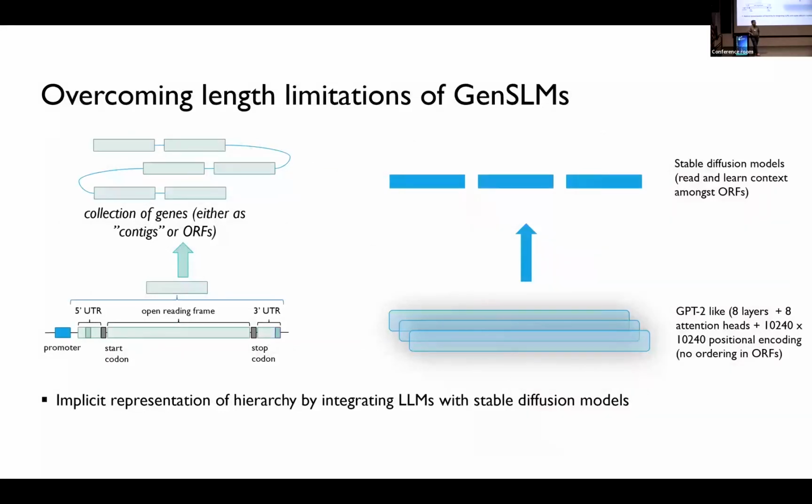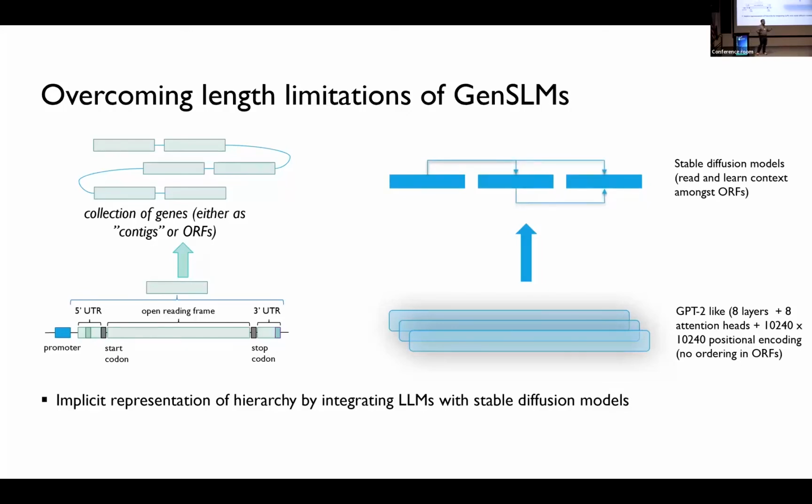One of the things I mentioned was that the length requirements are something that we really need to be worried about. So now you have a collection of genes, but that's not really very easy to translate. So you have a GPT-2-like model, which has 8 layers and 8 attention heads, which gives you a 10240 by 10240 positional encoding. So these are codons, so multiplied by 3. So you have the entire nucleotide sequence. And this model basically is trained on these ORFs, right, the protein coding regions. And then what you need to do is learn what is the relative ordering of the different sequences and how they are actually put together.